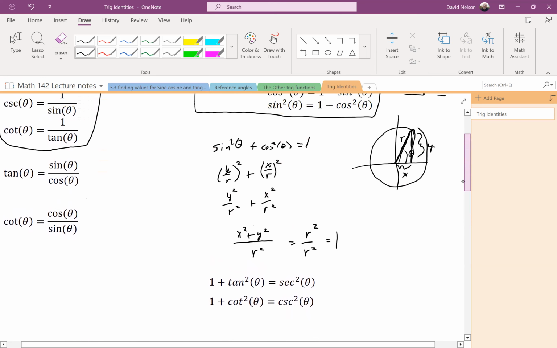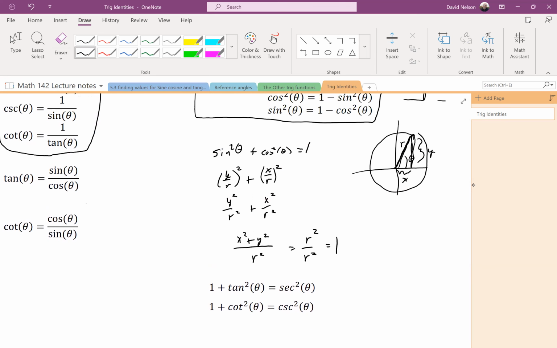There are a couple of other identities that are also associated with the Pythagorean theorem. There's 1 plus tangent squared theta equals secant squared theta. 1 plus cotangent squared theta is equal to cosecant squared theta. And there's variations on these as well. You can move the tangent to the other side, so you get 1 is equal to secant squared theta minus tangent squared theta, the tangent of theta quantity squared.